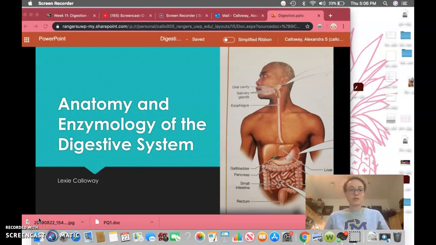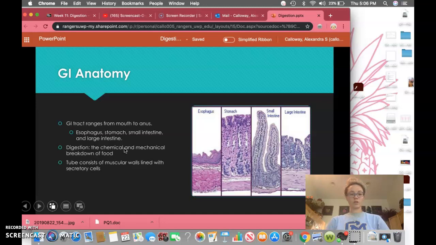I'm going to be talking about the anatomy and enzymology of the digestive system, and then also fat absorption, or fat digestion. So let's start with GI anatomy.